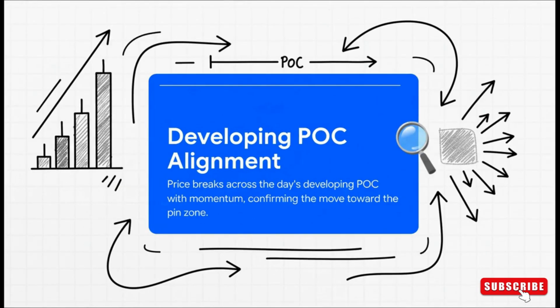And our last trigger, number 4, uses the developing point of control. Now, this is different from a historical level. The developing POC shows us where the market's center of gravity is right now, today. So when you see price slice through this level with real momentum, heading straight for your pin zone, that is a massive confirmation signal. It's telling you that the major players for today are now all on the same page, and they're pushing hard in that direction.